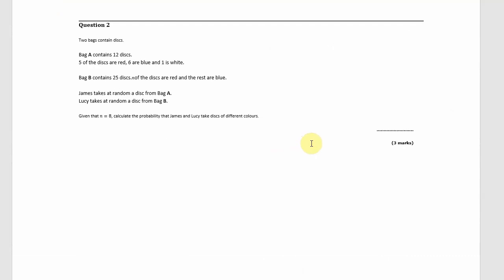Question 2. This is a follow-on from the previous question, and they've said given that n equals 8, that's what we've just found, so we know that we must have been correct. So this would have been a part A and B question. Calculate the probability that James and Lucy take discs of different colours.